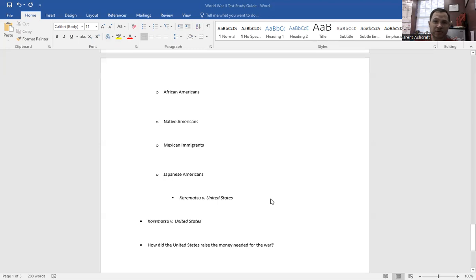For Mexican immigrants, we have the Bracero program. The Bracero program is when the United States calls up Mexico and says, please send many laborers to the West to work in agriculture. There's such a demand for jobs. And so many Mexican immigrants come over through this agreement to work in the West.